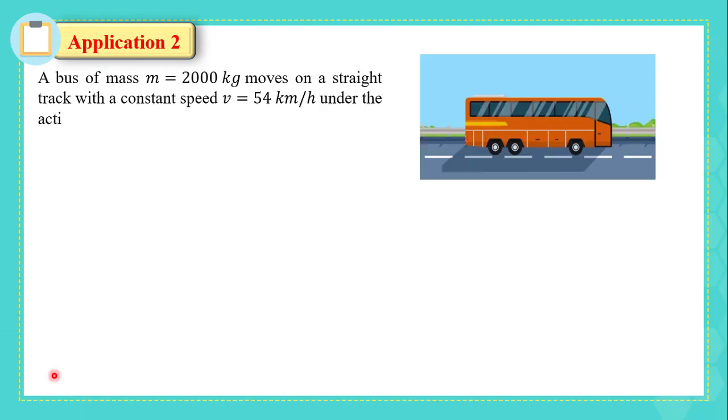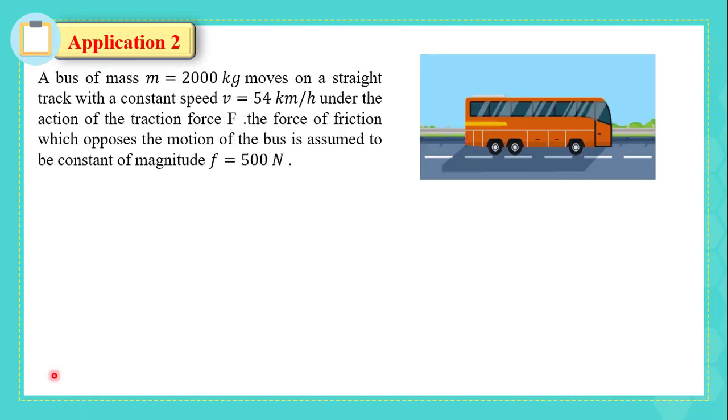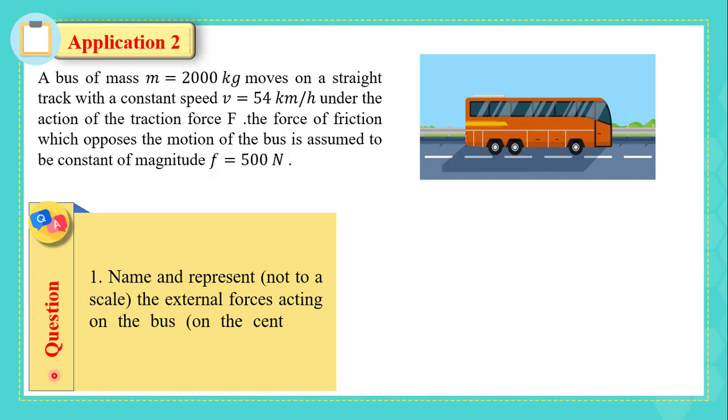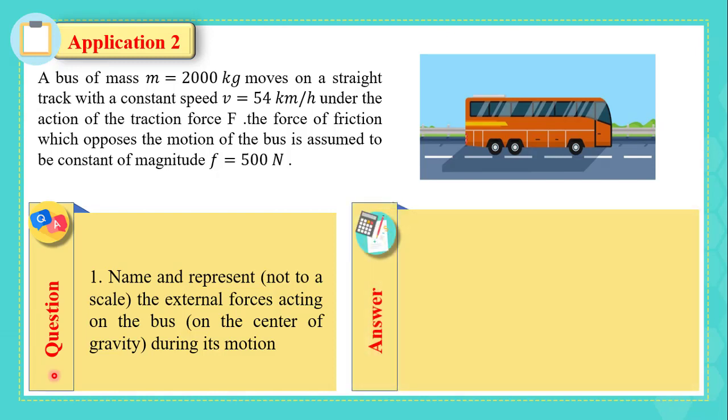Now let's move to application 2. A bus of mass m equal to 1000 kg moves on a straight track with a constant speed v equal to 54 km per hour under the action of the traction force F. The force of friction which opposes the motion of the bus is assumed to be constant of magnitude f equal to 500 Newton. In the first exercise, you are asked to name and represent, not to scale, the external forces acting on the bus on the center of gravity of the bus during its motion.